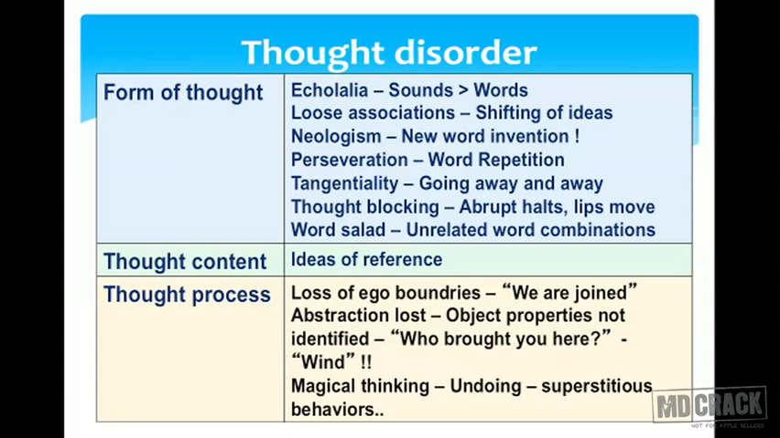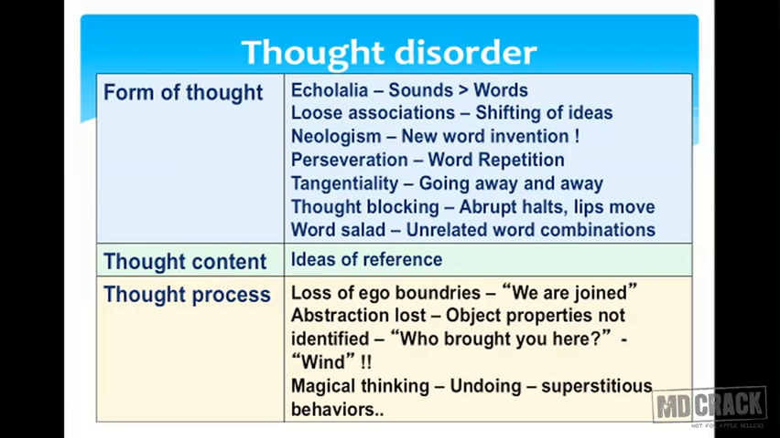Next issue is tangentiality. A person starts from one particular topic, issue, and goes further and further away from the original topic. That's called being tangent or tangentiality. The next one is thought blocking. There is abrupt halt when the patient is speaking and the lips keep on moving. Only the lips keep on moving, but there's no sound, there's no word. This is called the thought block. The next one is word salad. There are unrelated words coming together, a combination of unrelated words. So all these are examples of the form of thought, how the thought is formed in the form of words.